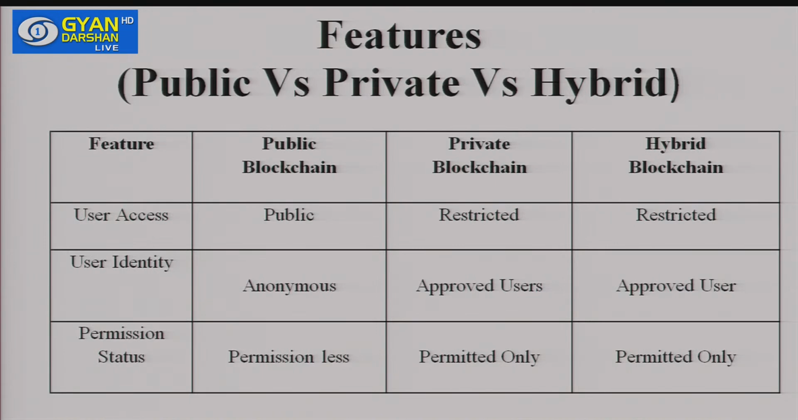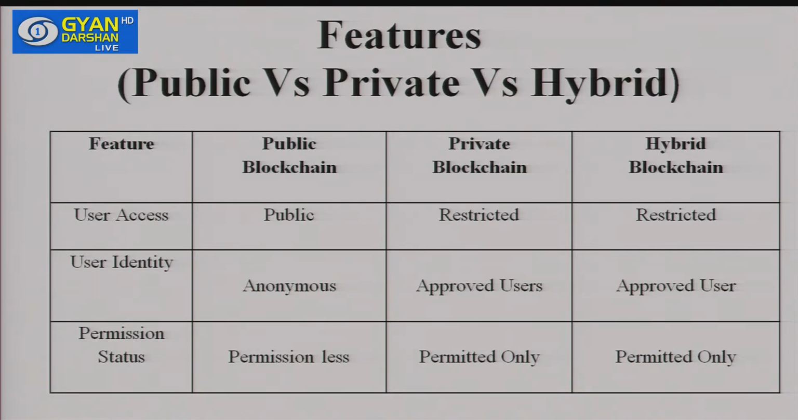Then user identity. User identity is anonymous in the public blockchain, but in the private blockchain, approved users only. And in hybrid also, approved users only can participate in the blockchain.